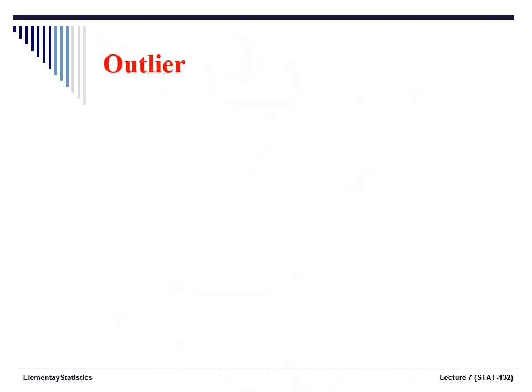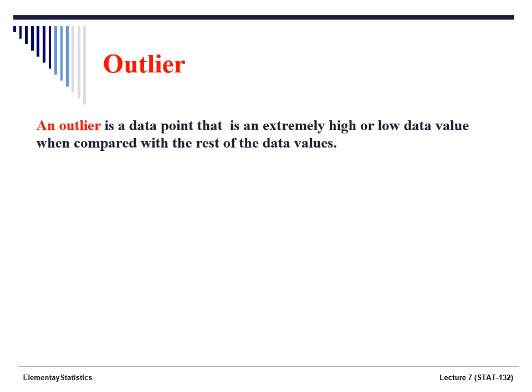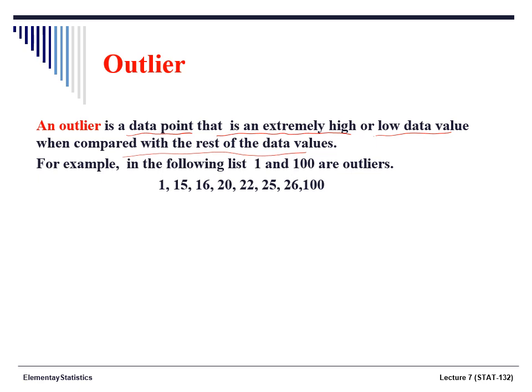And here let's look at the outliers. An outlier is a data point or data value that is extremely high or low when compared with the rest of the data values. For example, let's look at a data set. It goes like 1, 15, 16, 20, 22, 25, 26, and 100.